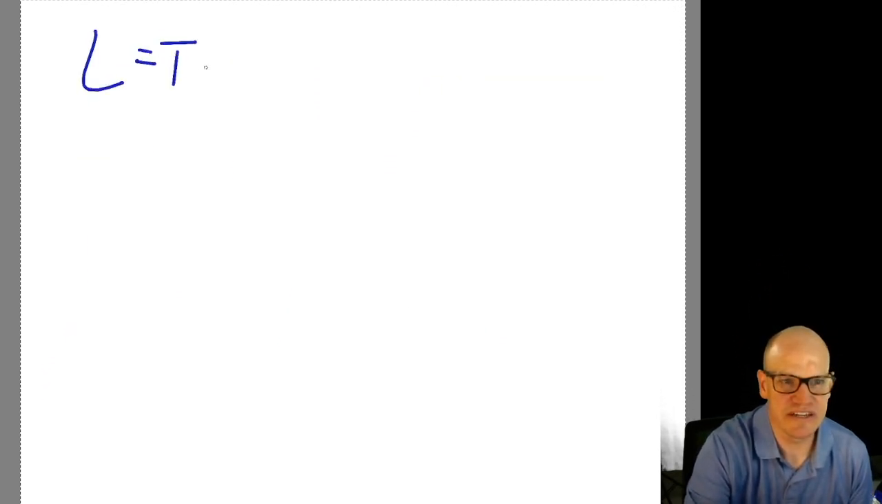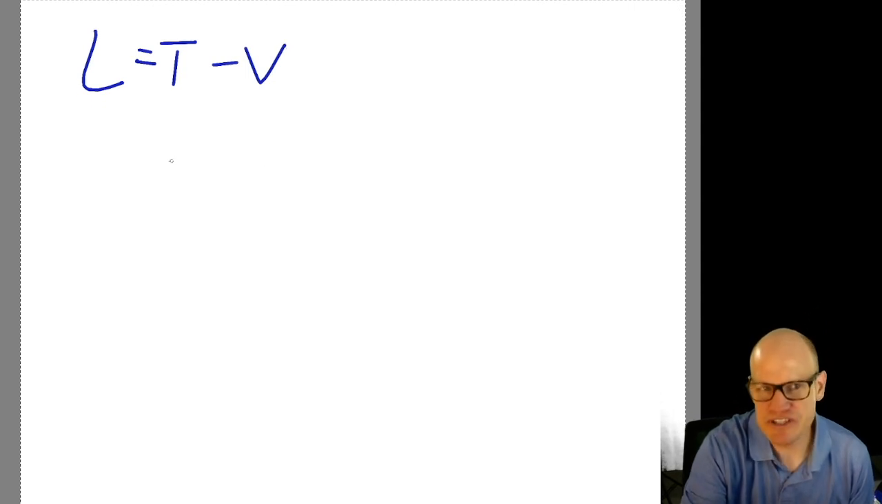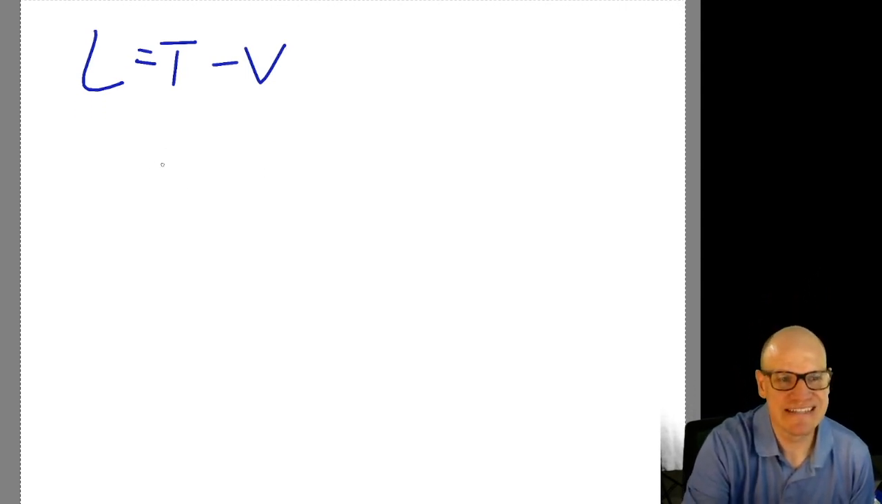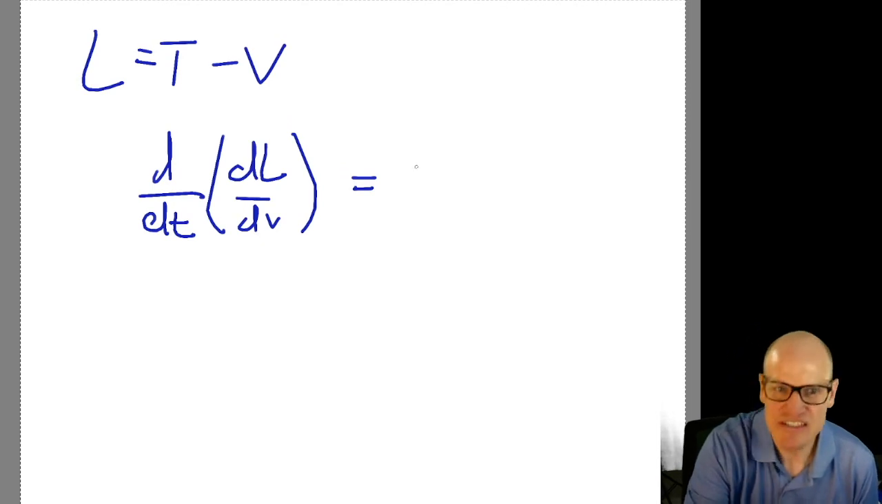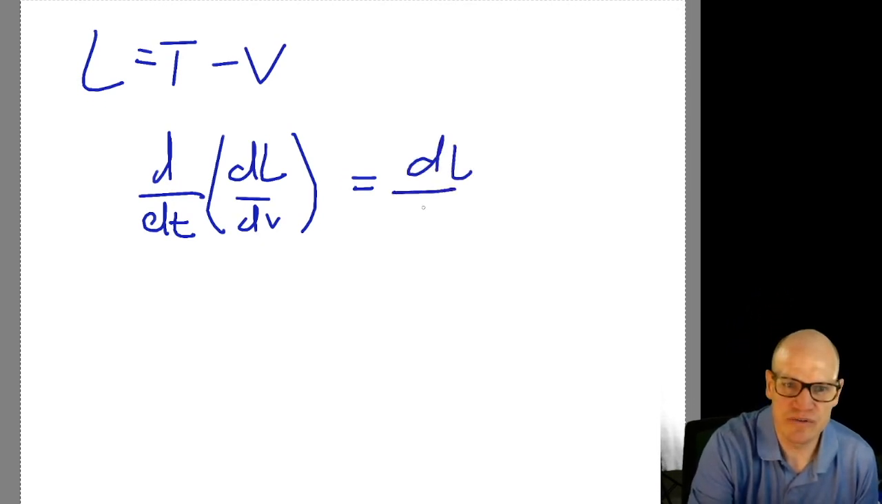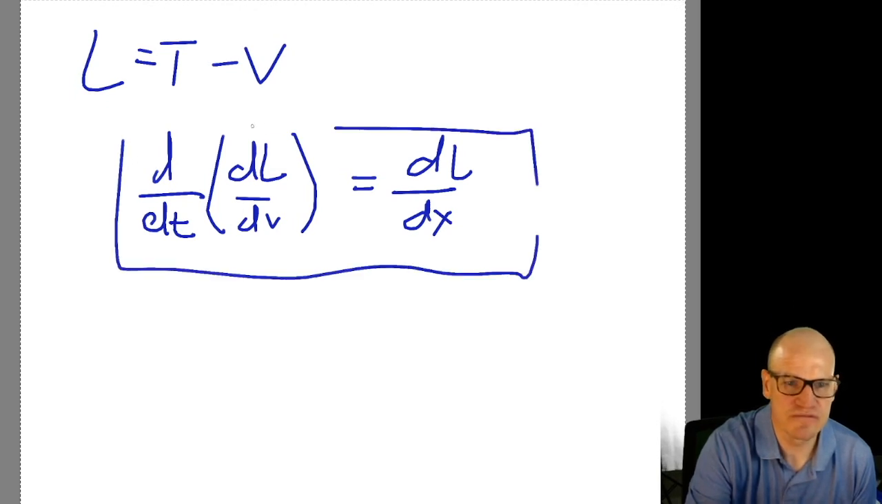L equals kinetic energy minus potential energy. And the relationship you come up with is that the time derivative of the Lagrangian with respect to velocity is going to be equal to the derivative of the Lagrangian with respect to position. So this is the fundamental relationship.